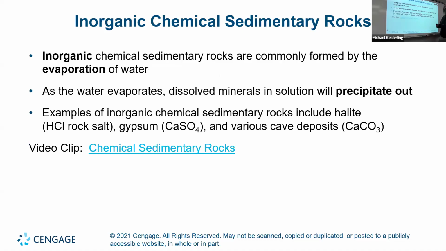Now, inorganic chemical sedimentary rocks are commonly formed by the evaporation of water. As the water evaporates, the dissolved minerals in the solution precipitate out. Examples of inorganic sedimentary rocks include things like halite, which is rock salt, gypsum, which is calcium sulfate, and various cave deposits, which are generally calcium carbonate.